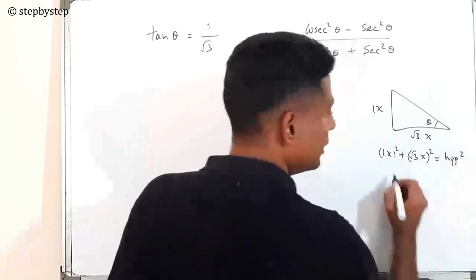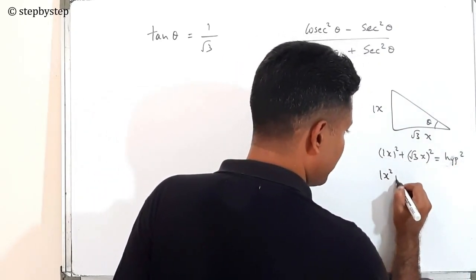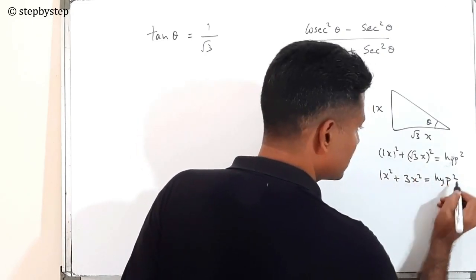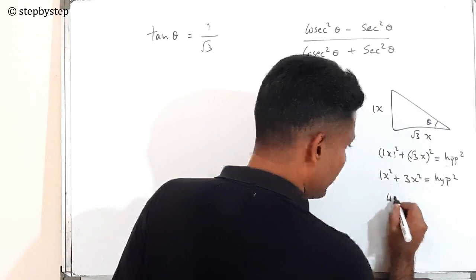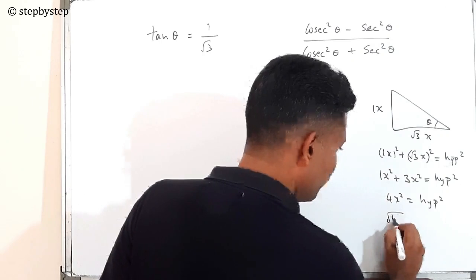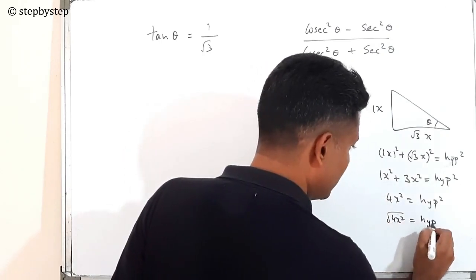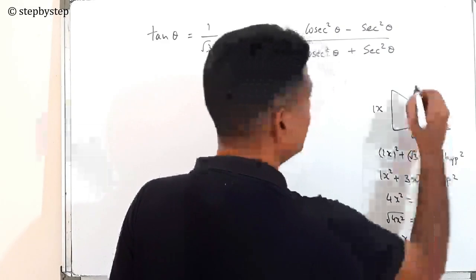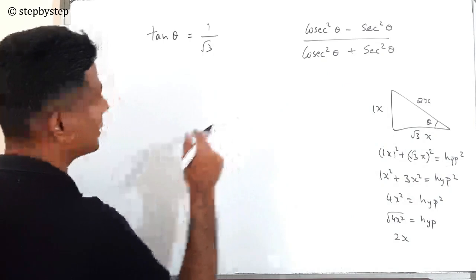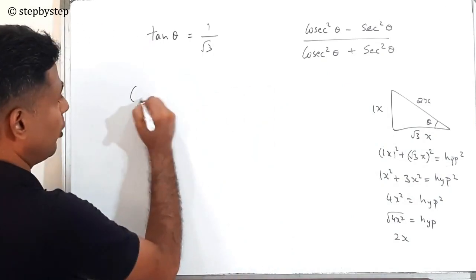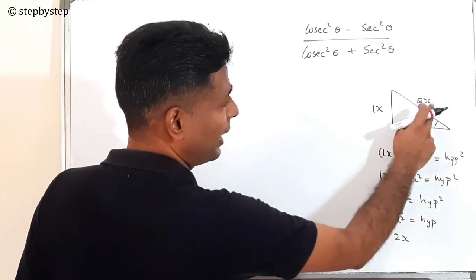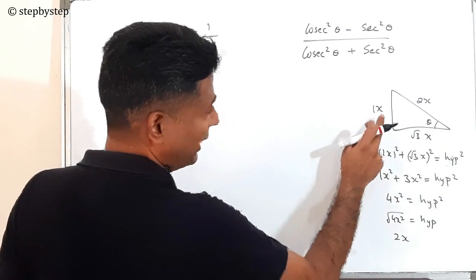Hypotenuse square. So this will remain 1x square plus root 3 into root 3, 3x square equal to hypotenuse square. So 1x square plus 3x square, 4x square equal to hypotenuse square. So hypotenuse will be root of 4x square equal to hypotenuse. So root of 4x square is 2x. So this will be 2x. Now we have all three sides, we can evaluate this. Now cosec square theta is cosec theta whole square. What is cosec? Reciprocal of sine. Sine is opposite by hypotenuse. So cosec will be hypotenuse by opposite.